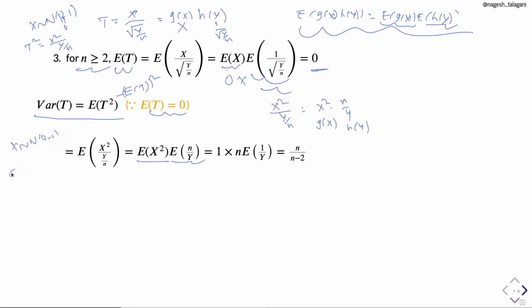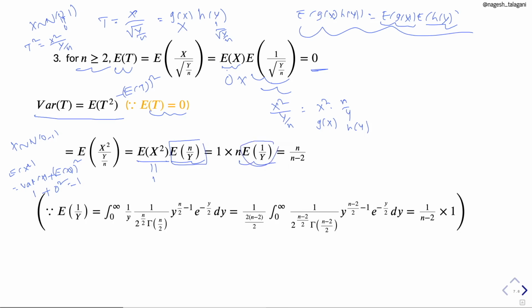Okay, so the expectation of x square is going to be the variance of x plus (expectation of x) whole square. The variance of x is 1 and the expectation of x is 0, so 1 plus 0 square is going to be 1. That's why this expectation of x square is going to be 1. Now this expectation of n by y, I can write as n times the expectation of 1 by y. Now this expectation of 1 by y is going to be 1 by (n minus 2).